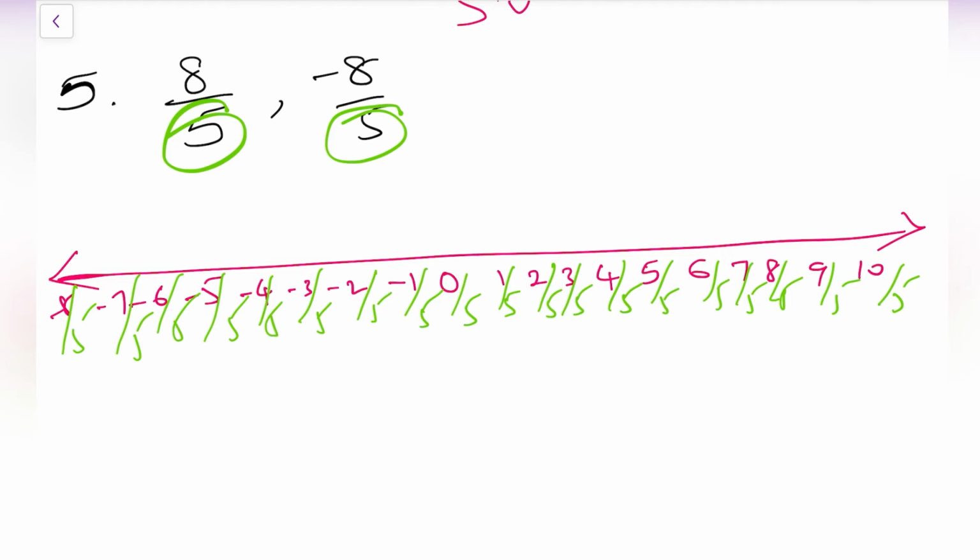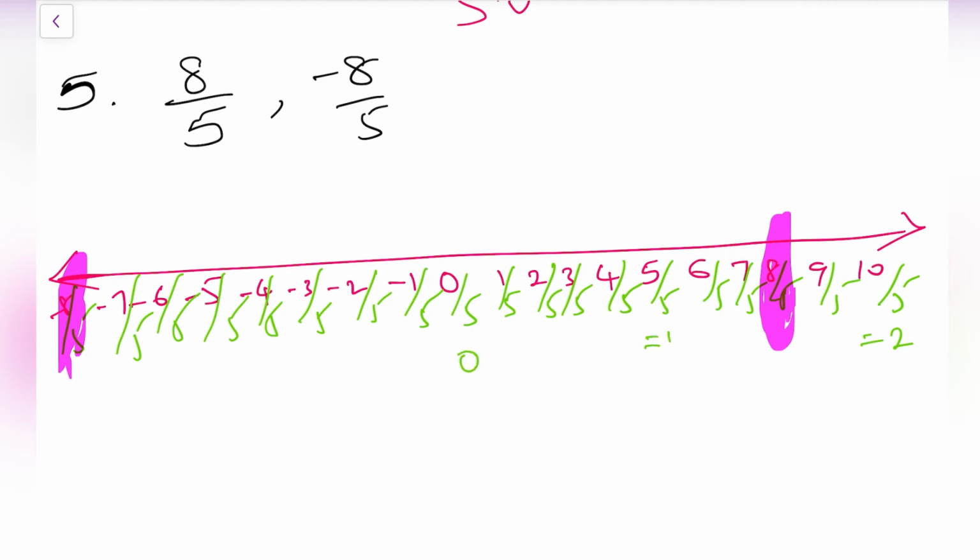Now which numbers do we want? One we want is 8 by 5 and one is minus 8 by 5. Where are those numbers? Here we have 8 by 5 and here we have minus 8 by 5. So these 8 by 5 and minus 8 by 5 are the required numbers on the number line. And here 10 by 5 is nothing but 2, 5 by 5 is nothing but 1, 0 by 5 is nothing but 0, minus 5 by 5 is nothing but minus 1.